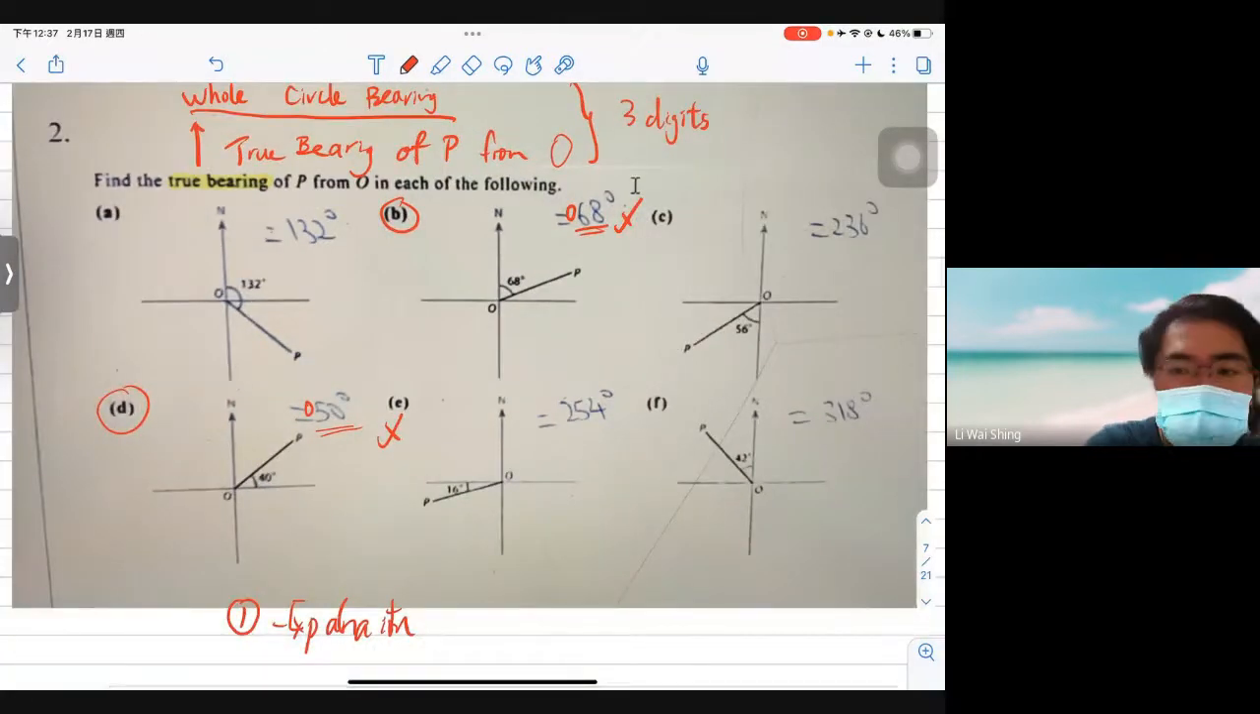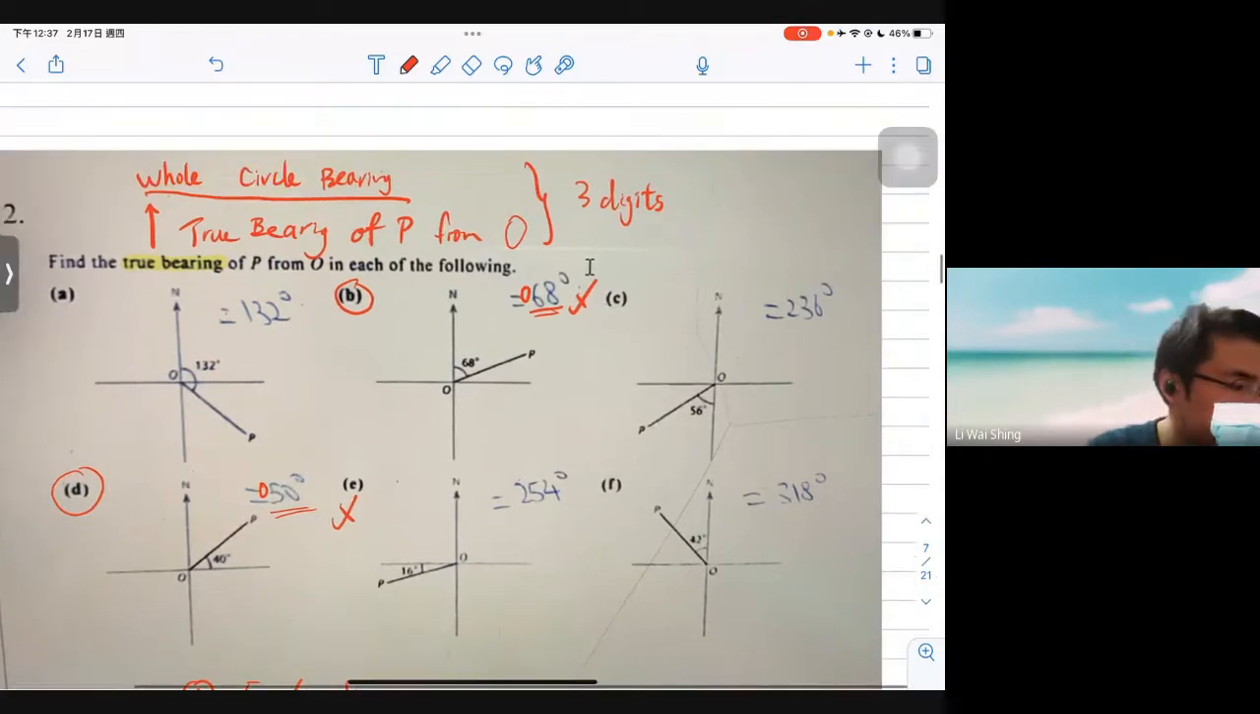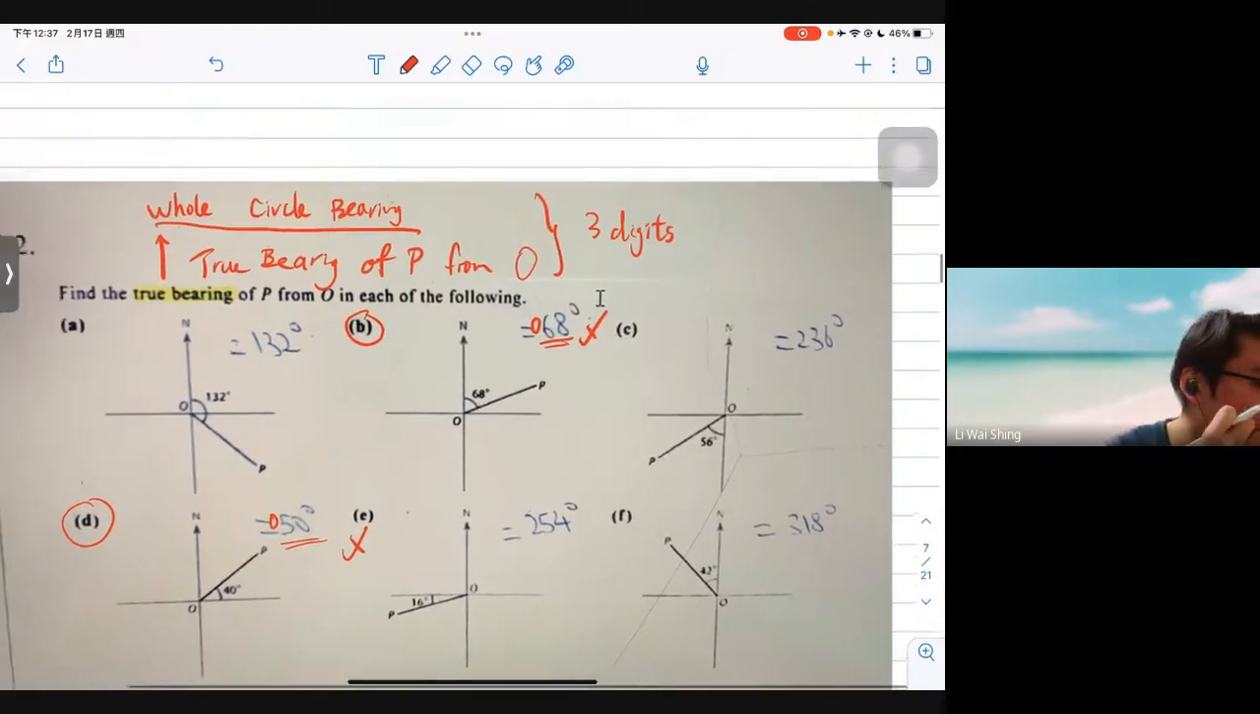Yeah, you missed the 0 too. Not just you, you are not alone. Quite a lot of you have forgotten to write down the 0 at the front. So remember, when you're giving the whole circle bearings, you need to give me 3 digits.